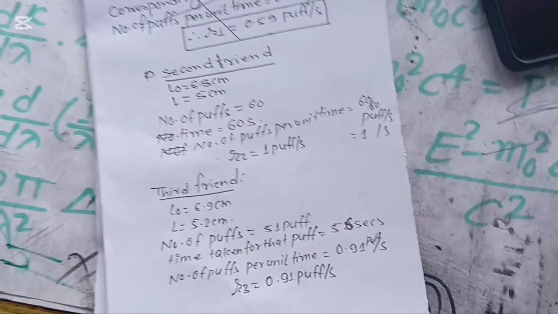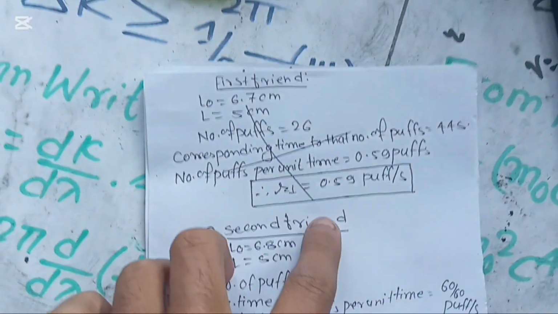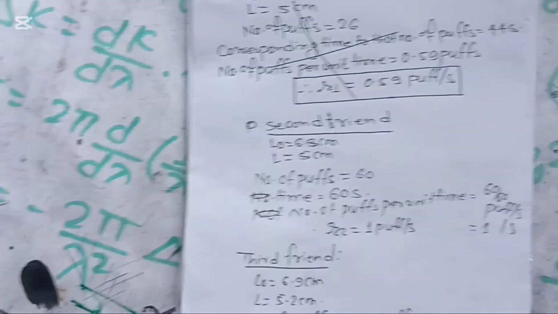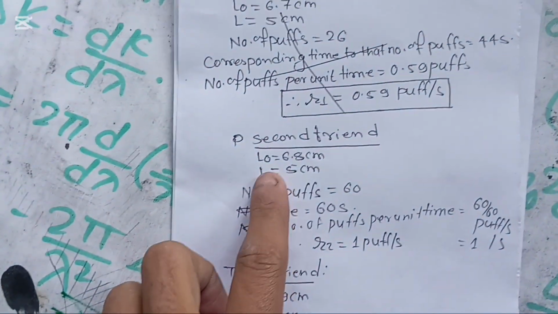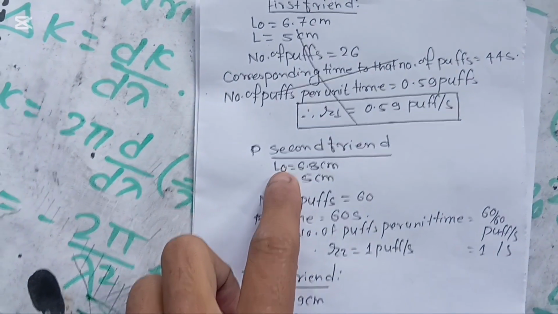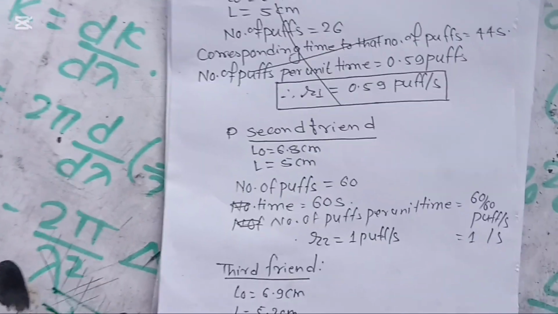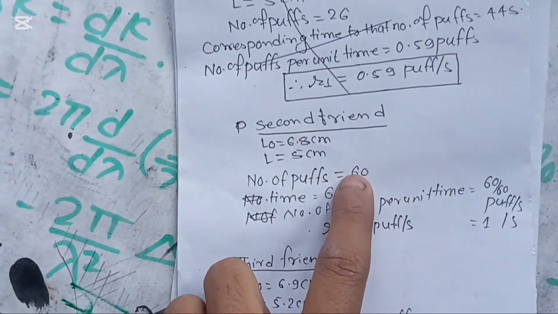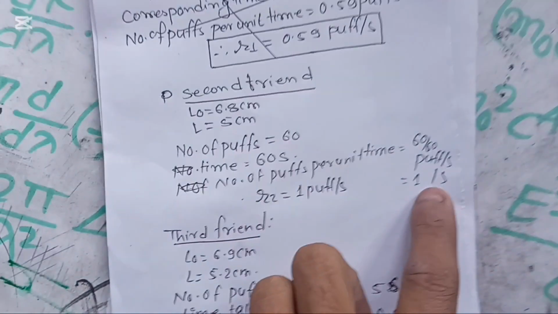So basically you can see from here, let me just put it here. The first person I had cancelled because there is less number of puffs and it does not give an accurate reading. But let's do it for our second person. The length is this much for that cigarette. L naught is the total length, and L is the portion that we are inhaling and exhaling during the whole time. There are a total number of 60 puffs, and the time taken for those 60 puffs is 60 seconds. So the number of puffs per unit time is generally 1 per second.